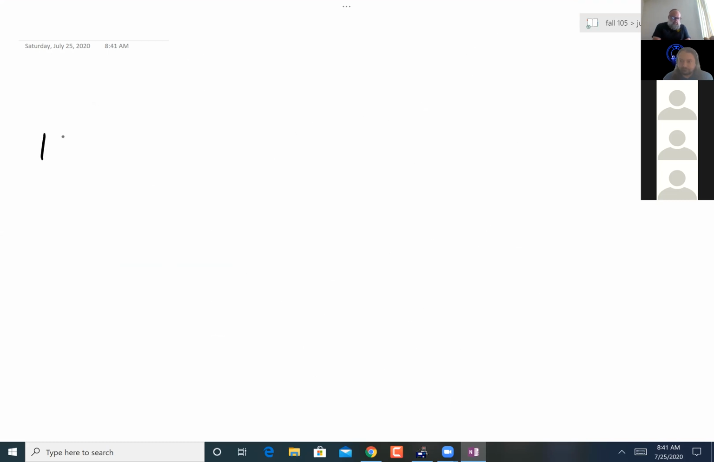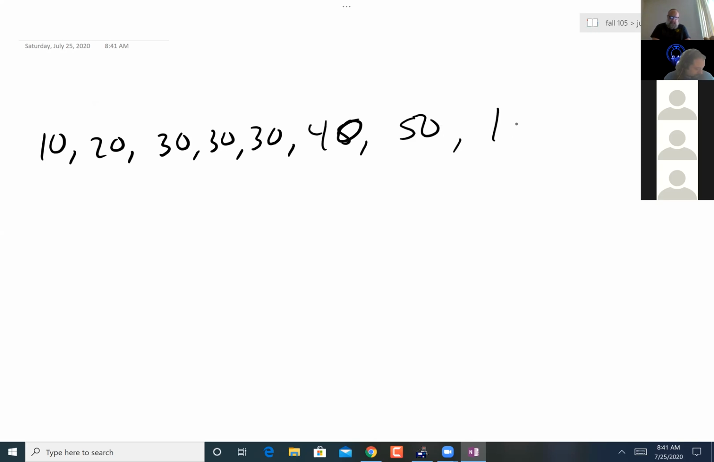Another data set here. 1, 2, 3, 4, 5, 6, 7, 8. Yes, one of these things is not like the other. That is a weirdo. Can we all agree? That's a strange one. But where would the median be?